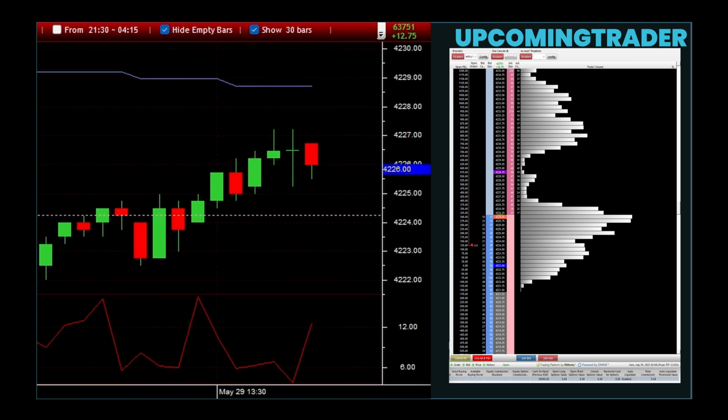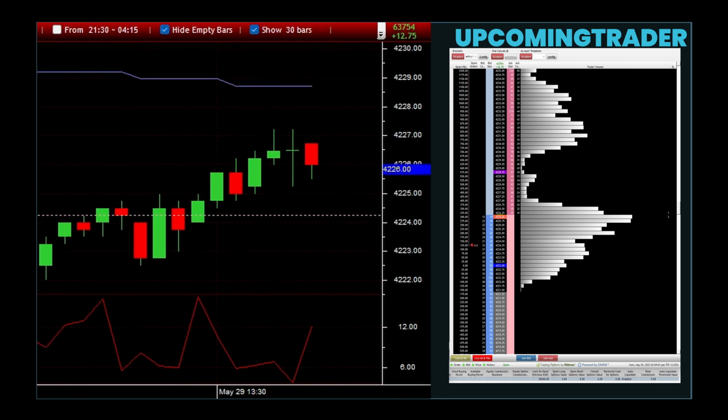A hammer looks like a small body with a long lower wick, kind of like a hanging hammer. It forms after a downtrend and signals that buyers are stepping in and that a reversal could be on the horizon. The inverted hammer is similar but upside down, and it often signals a reversal after a downtrend as well.